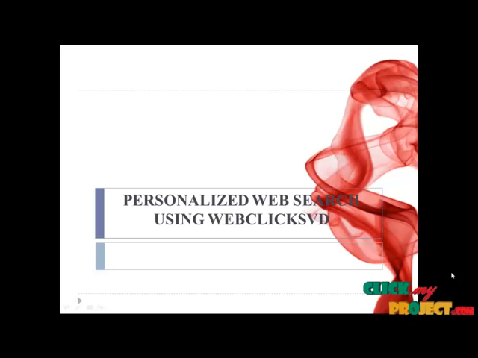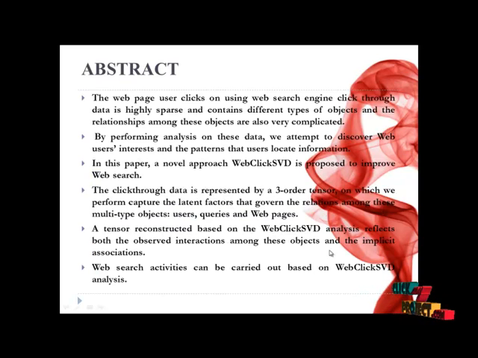Now we are going to study personalized websites using WebClickSVD. Abstract: the web pages users click on using a web search engine form click-through data that is highly sparse and contains different types of objects, and the relationships among these objects are also very complicated. By analyzing these data, we attempt to discover web users' interests and the patterns by which users locate information. In this paper, a novel approach, WebClickSVD, is proposed to improve web search.